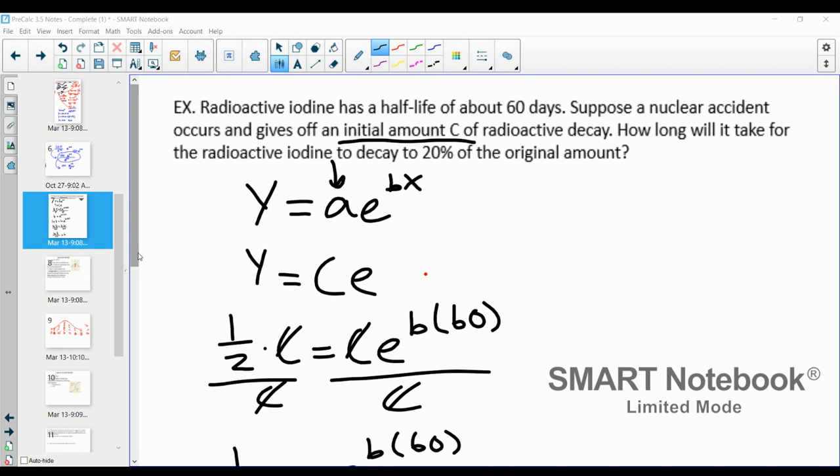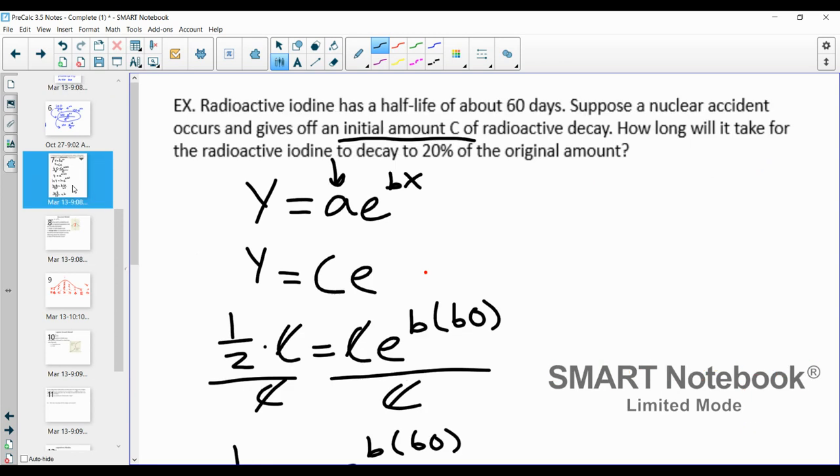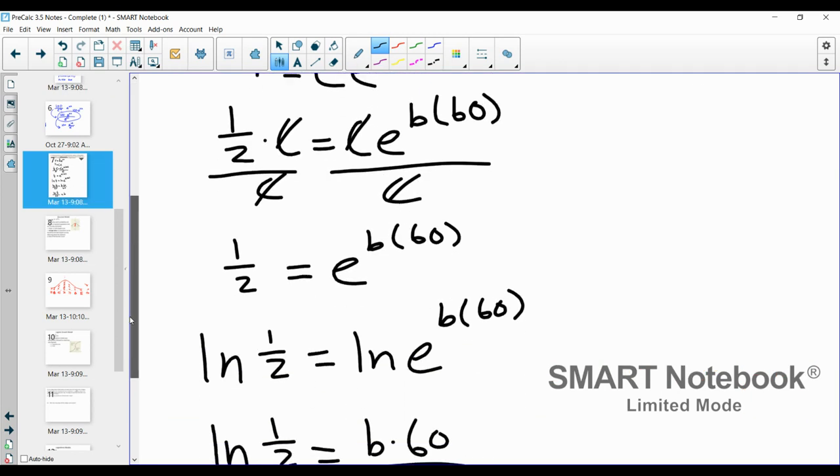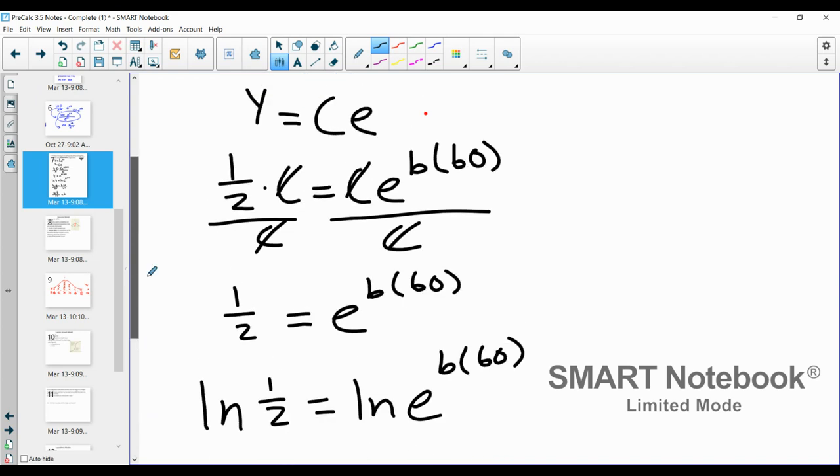Yeah. And that is why it's changing every problem, because in this problem, we're talking about the amount of radiation that's going to be left. That's going to be our Y. In the other problem, it was the amount of flies that are going to exist after a certain amount of time. It's just the output. Right now, I got a B value. That's where I'm going to pick back up.